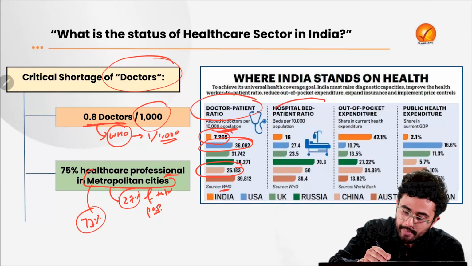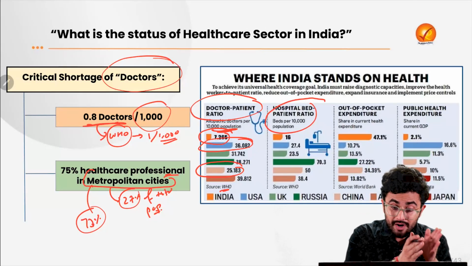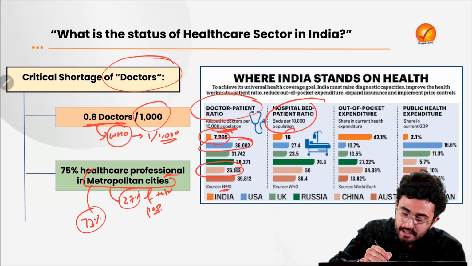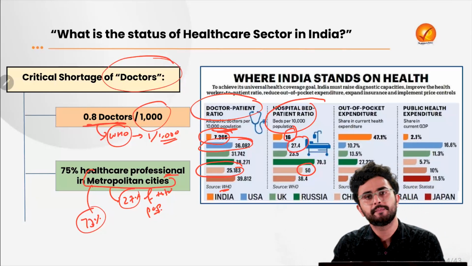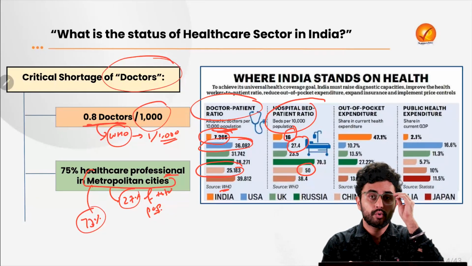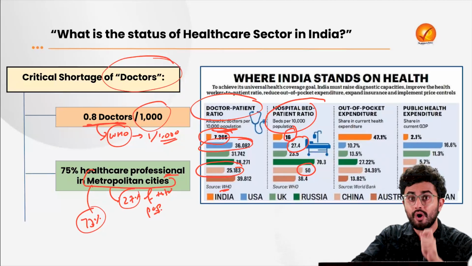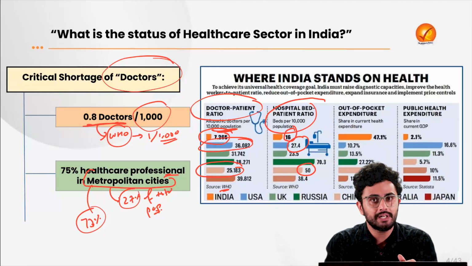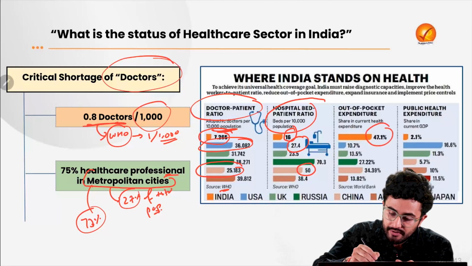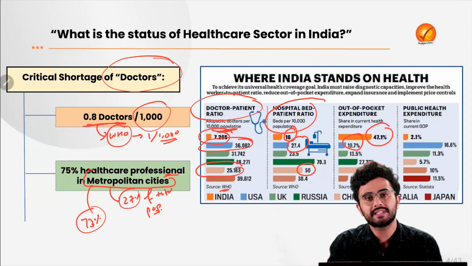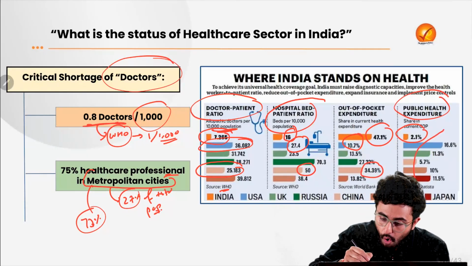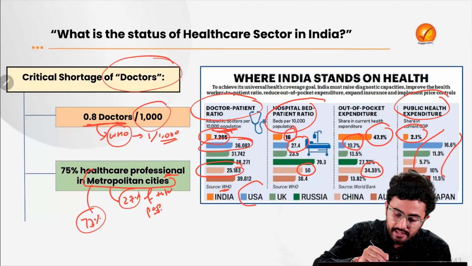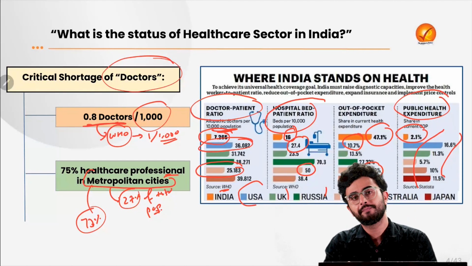Then if we talk about the bed to patient ratio, the beds which we have for 10,000 people, that is a meager 16 in our country. That is around 50 in China and around 27 in USA. The out-of-pocket expenditure, which showcases how the public healthcare is not able to meet the needs of common people, is around 47% in our country. It is 34% in China, only 10% in USA. Then if we talk about the public health expenditure, as we discussed, it is 2.1%. That is also low when we talk about other economies like USA, UK, Russia, China, Australia, etc.